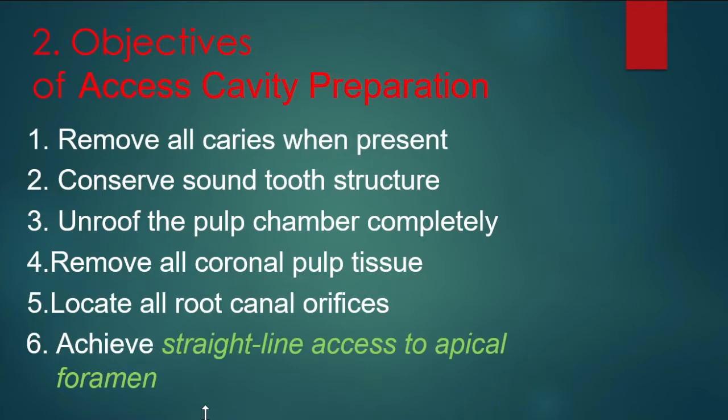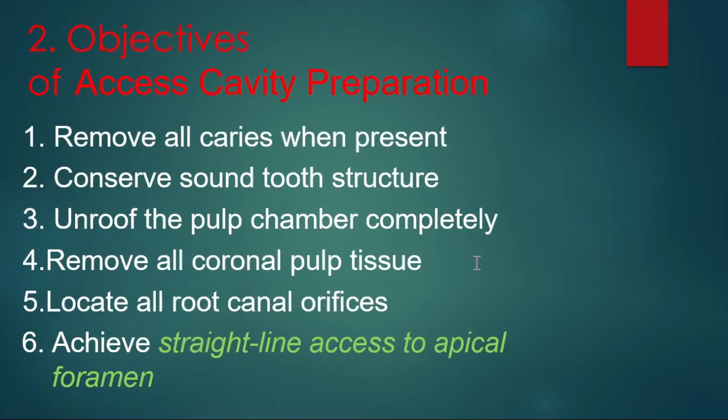Second point is conserving sound tooth structure. Removal of excess enamel and dentin may weaken the tooth and increase the possibility of having a fracture, vertical root fracture, which may lead to extraction at the end, or even perforation. So, the key here is to remove dentin and enamel in strategic areas and to leave other areas intact.